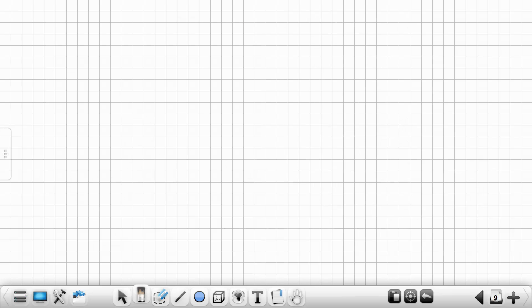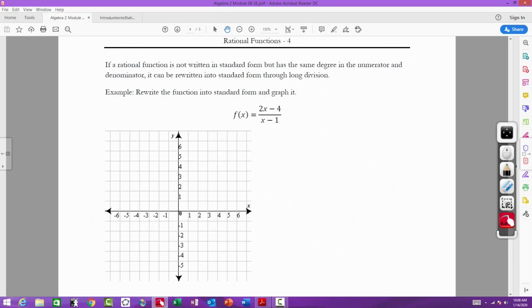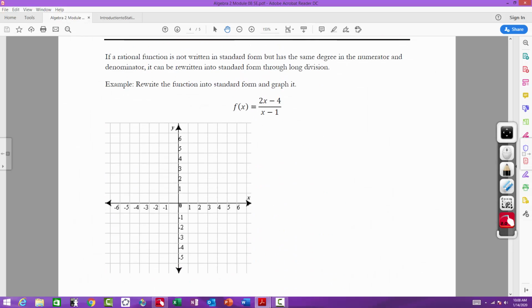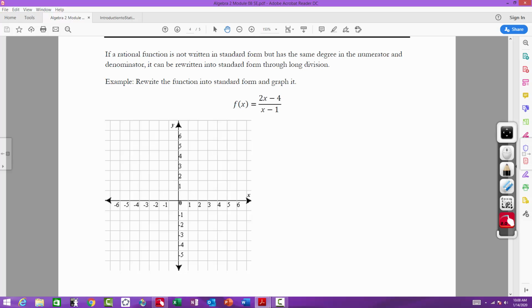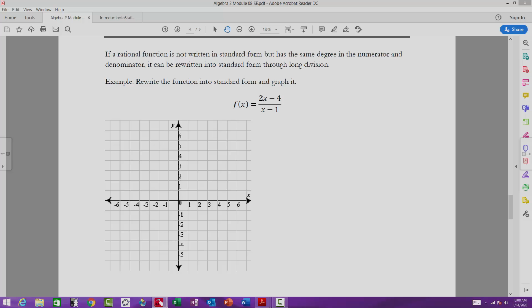Were there any questions on that, folks? We're going to have lots of practice here in class to get started. Okay. These ones. Rewrite in standard form and graph it.